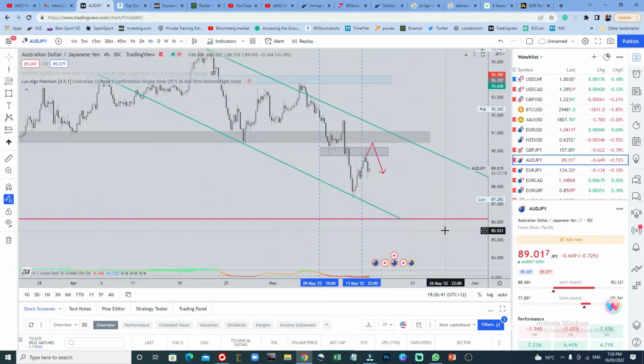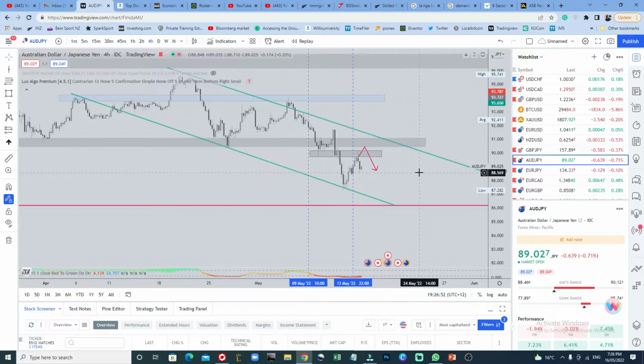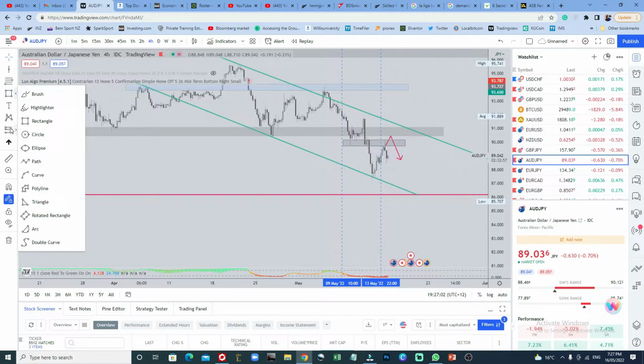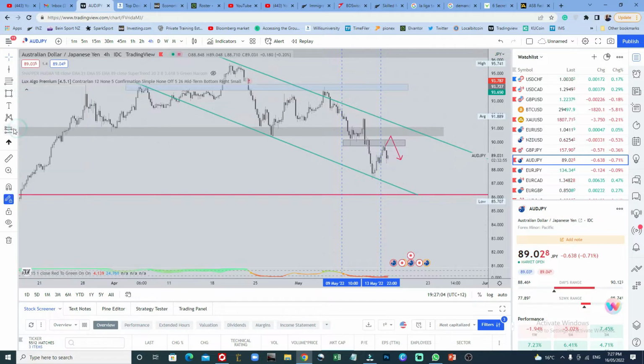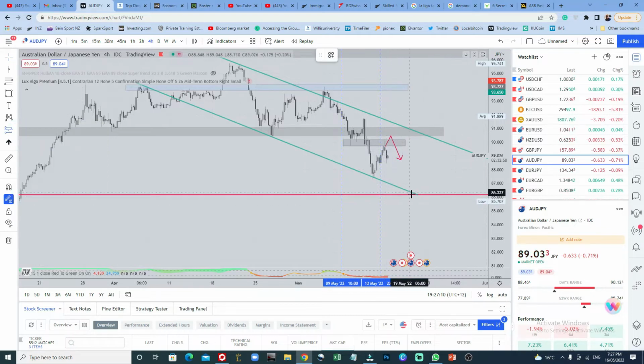This is AUDJPY, a clear break and retest action here, and my intention is to take a sell. My take profits here at this dark pink color. This is where I marked my take profit. I marked the level from somewhere from the far left.